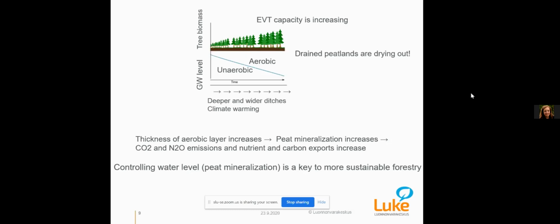And this, of course, results in the water level dropping lower and lower, and this may induce peat mineralization to increase also in the deep peat layers, which may cause carbon and nitrogen emissions and nutrient and carbon exports to increase. There are already studies that show, for example, that carbon and nitrogen emissions are much higher from sites where the water table is low compared to those sites where it is higher. And we find now that controlling water level and peat mineralization is key to more sustainable forestry on peatlands.